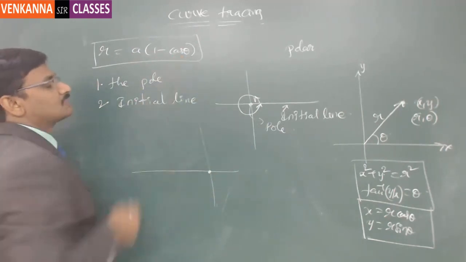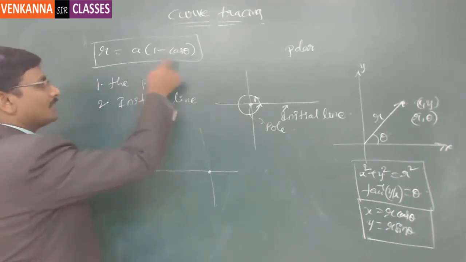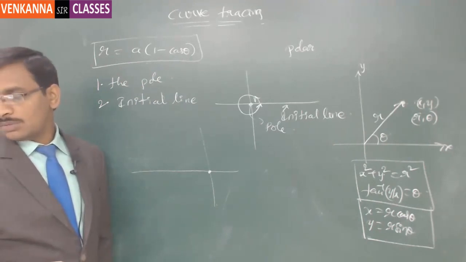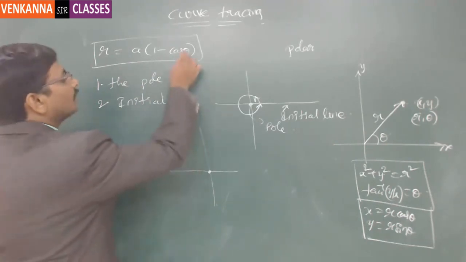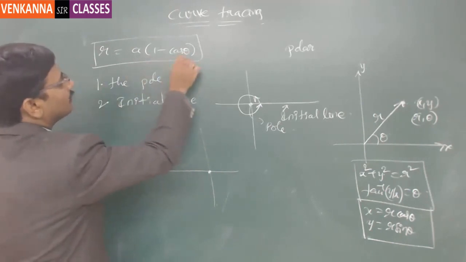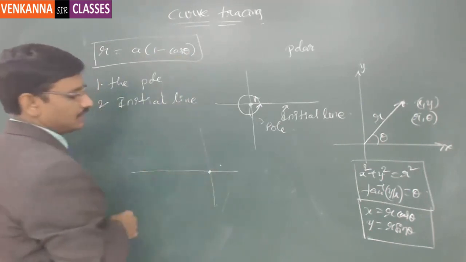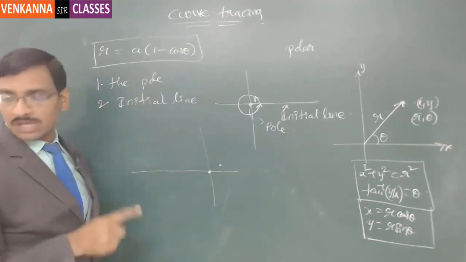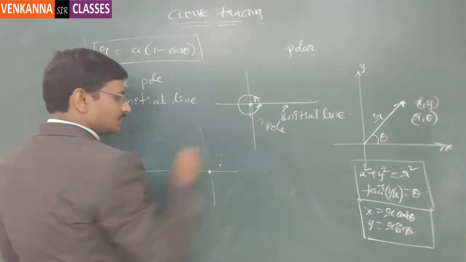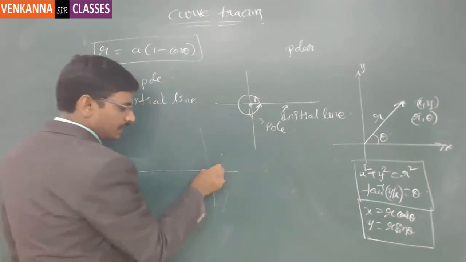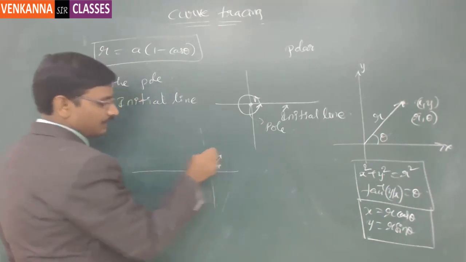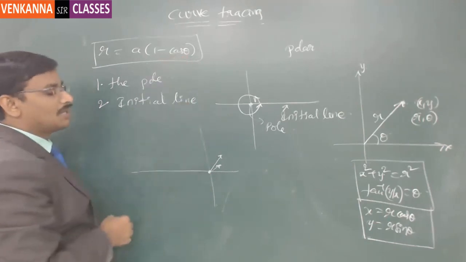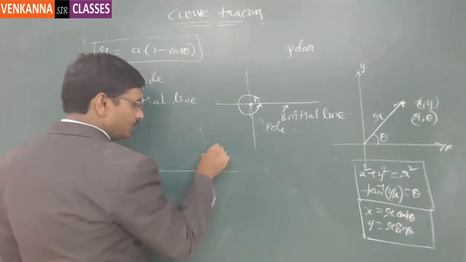So cos pi by 6 will be root 3 by 2, so 1 minus root 3 by 2 into a. This will be somewhere around some value, you are going to get it like this at 30 degrees. Now at 45 degrees, 1 minus 1 by root 2 times a. So that will be somewhere here like this. This is the radius at 30 degrees, this is the radius at 45 degrees. And then at theta equal to 60 degrees, I am going to get 1 minus 1 by 2, that will be somewhere around a by 2 like this.